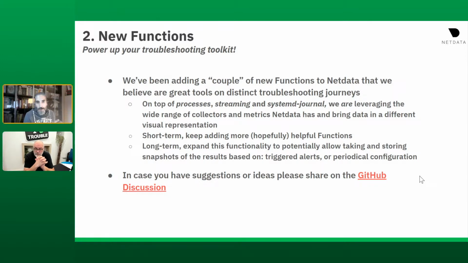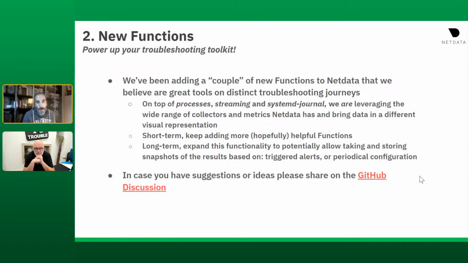In terms of plans around functions, in the short term, we'll keep adding some of these hopefully helpful functions, grabbing metrics that we have already on charts and exposing them through functions on the functions tab. And on the long term, we want to expand this functionality to potentially allow taking snapshots and storing them. This could be triggered based on alerts. So you have an alert that triggered, and you would like to know what the processes were, or what the status of the network interfaces was when that alert triggered, or through a periodic configuration.